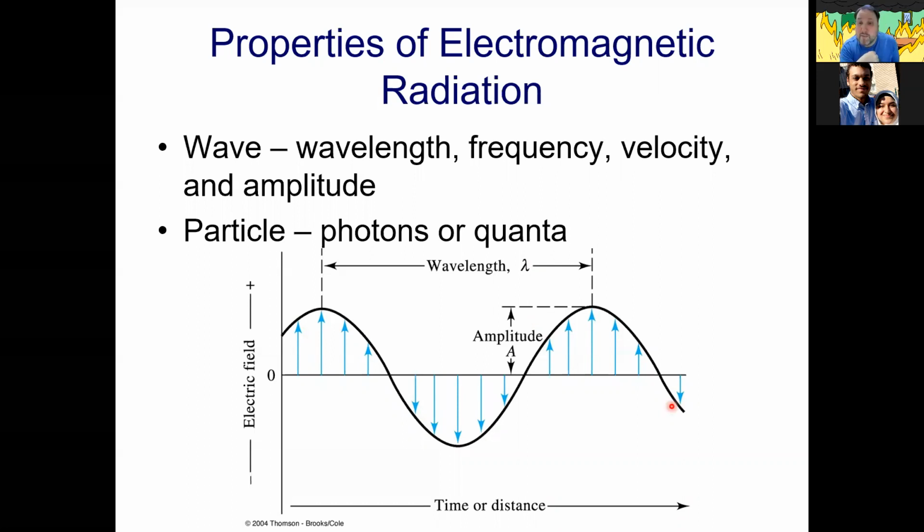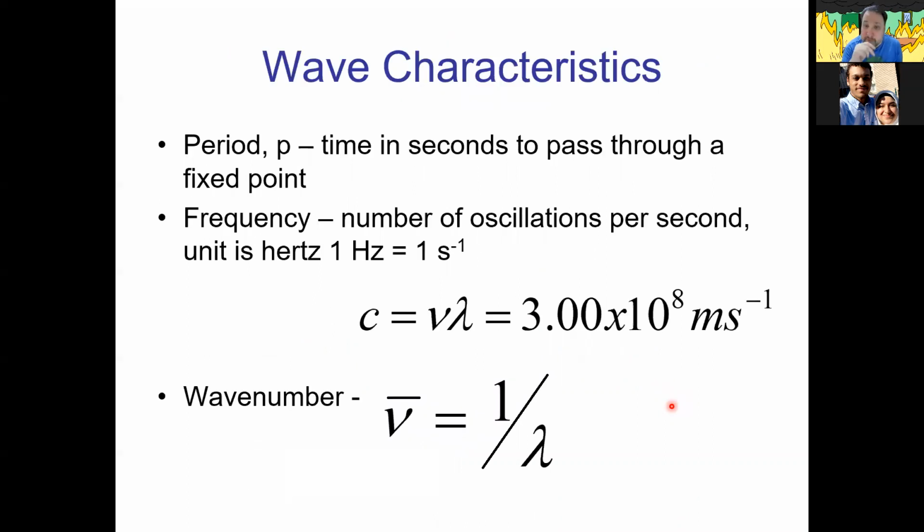Light can also act like a particle. So it can act like a photon, or a quanta of light. All right, so it's participating in this whole quantum wave particle duality business. So our wave characteristics include period, that's the time in seconds to pass through a fixed point. Frequency is the number of oscillations per second, and the units on that are hertz, or seconds to the -1.